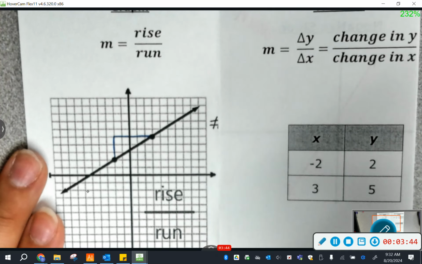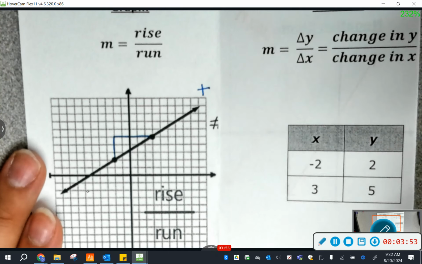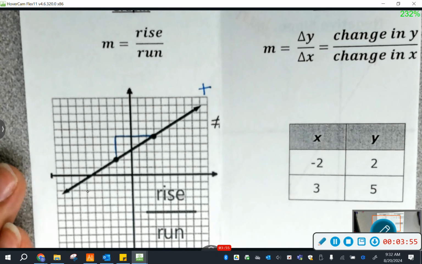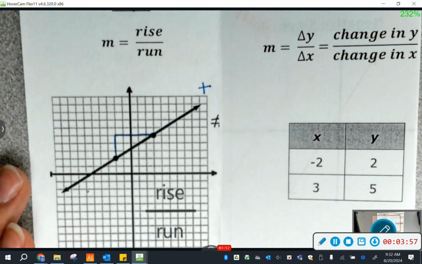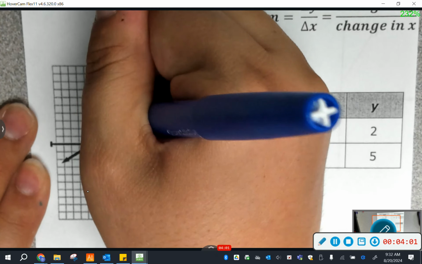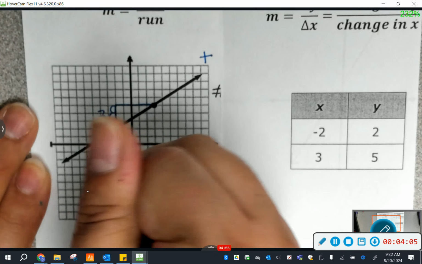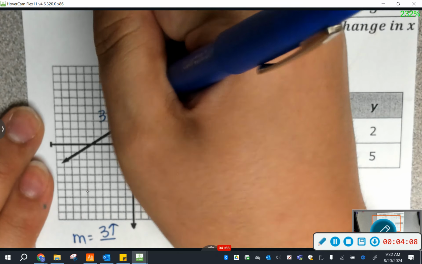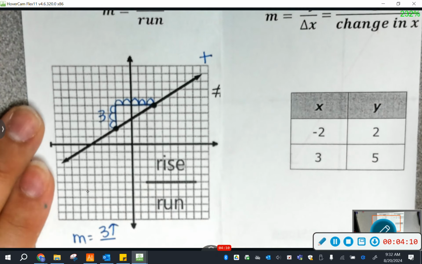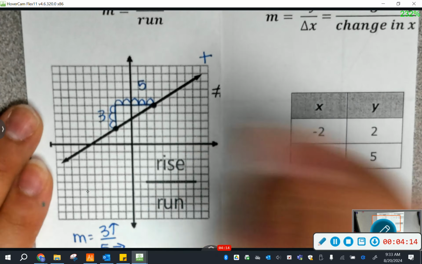The first thing I want you to ask yourself is, is this slope positive or negative? Why? It's going up. So automatically, what should your answer be? A positive number, right? Eliminate the negative numbers if it's multiple choice. How much is it rising? So this is going up 3. And how much is it running? Close. 5. It's running 5.